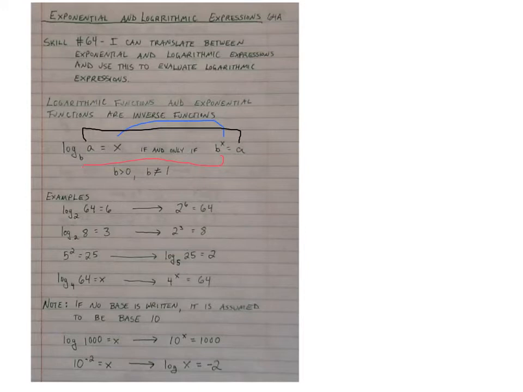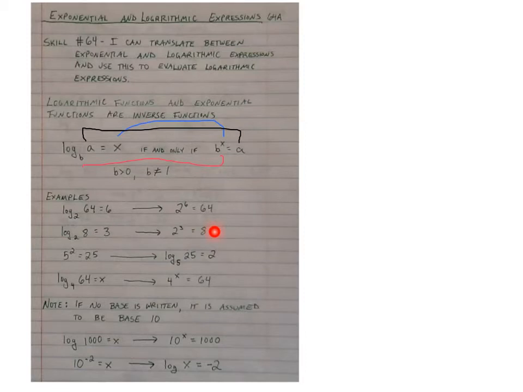So I've provided a couple examples below. Log base 2 of 64 is equal to 6. In other words, 2 to the 6th is equal to 64. On the skill test, we'll work both ways with this. We might be given an exponential expression and have to write it as a logarithmic expression, or we could be given a logarithmic expression and be asked to write it as an exponential. Log base 2 of 8 is equal to 3. This means our base of 2 raised to the third power is equal to 8.